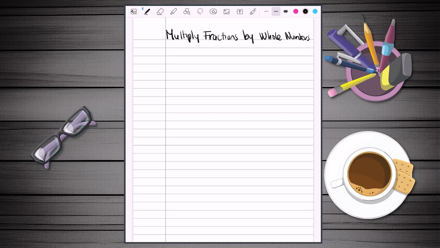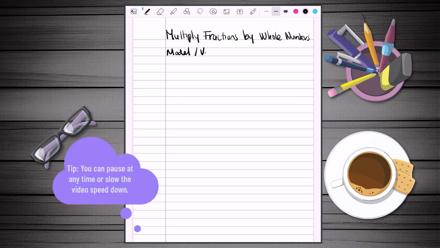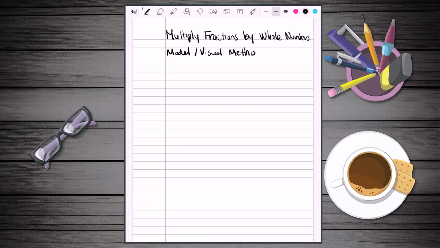So there are lots of different ways to represent and think about multiplying fractions. We're going to start by writing down the steps to modeling and multiplying using the visual model. And then after that, we'll write down the standard algorithm. Both are really important. So we're going to multiply 2/3 by 4.